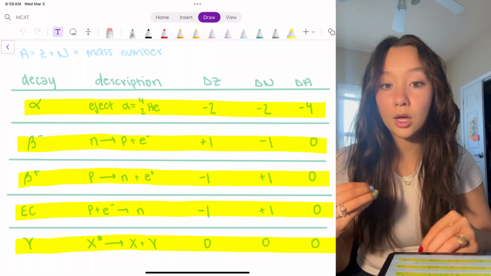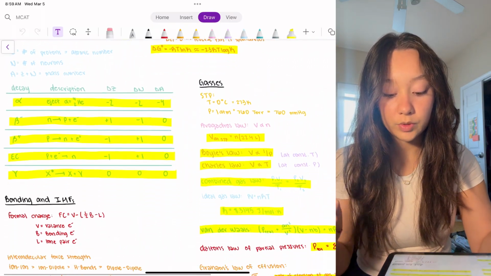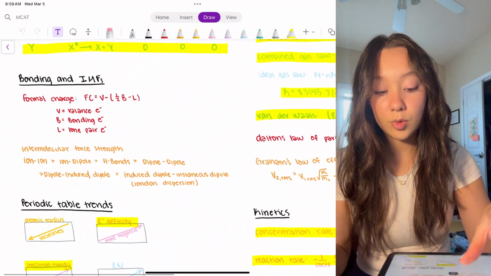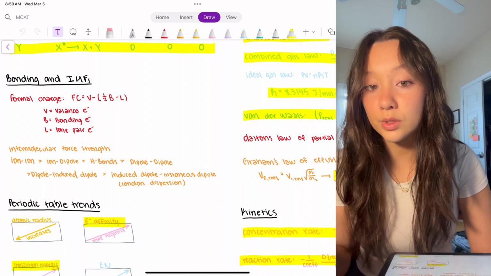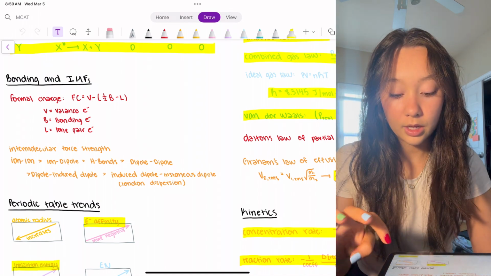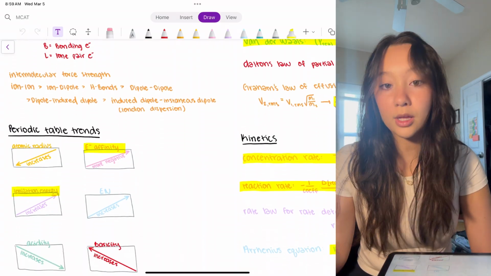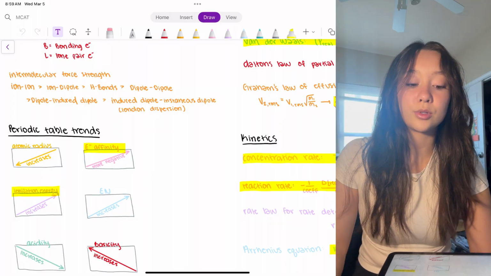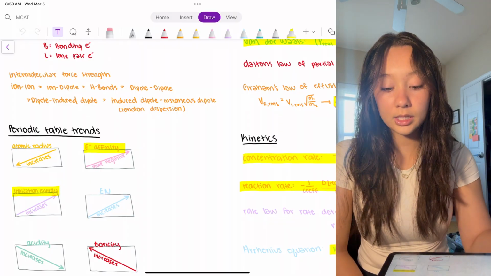Kind of confusing a lot, just something you need to memorize, these different kinds of decays. Moving on. Bonding, formal charge, you don't need to remember this equation if you know just how to find formal charges based off of like a drawing or something. Intermolecular force strength, ion dipole, H bonds, dipole induced dipole, stuff like that. London dispersion forces are obviously going to be the weakest.